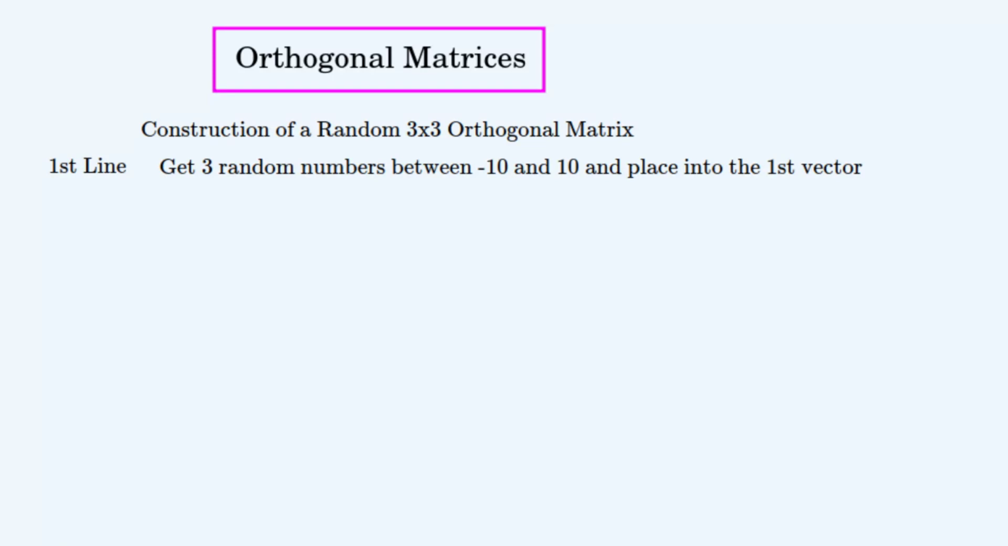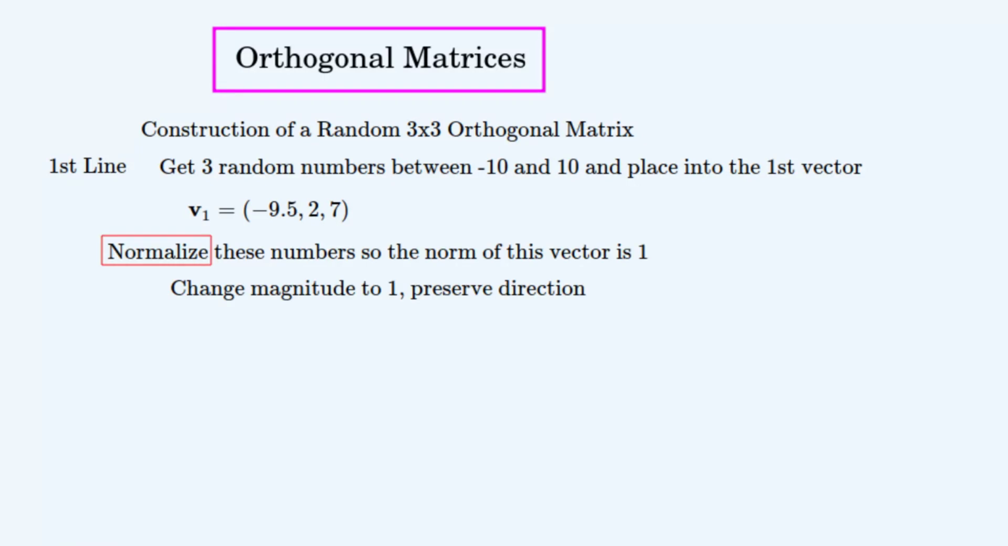Now to test it, we'll create a function to make up random 3x3 orthogonal matrices. We'll start with the first row of this matrix. We'll use a random number generating function to get 3 numbers between minus 10 and 10 and place them into this first row vector. Then we'll normalize this vector so its magnitude will be 1, while its direction, or ratio of all these numbers, will be preserved.